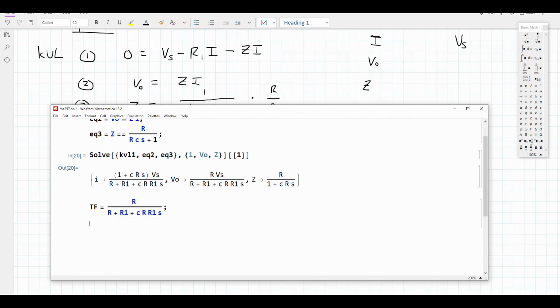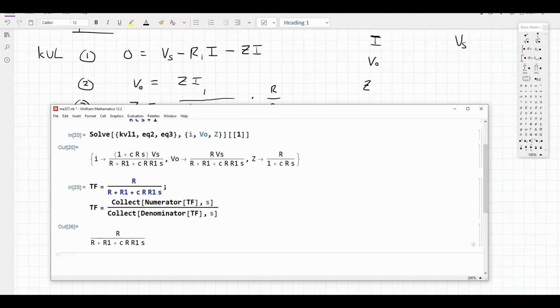And really it is already in the form I want it, but just to make sure, I'm going to do the Collect on the TF numerator and the denominator, and I'll overwrite TF with that. All right, so again, really didn't change anything, but it makes sure I'm in the form that I want to be, where I'm grouping my coefficients in front of s.